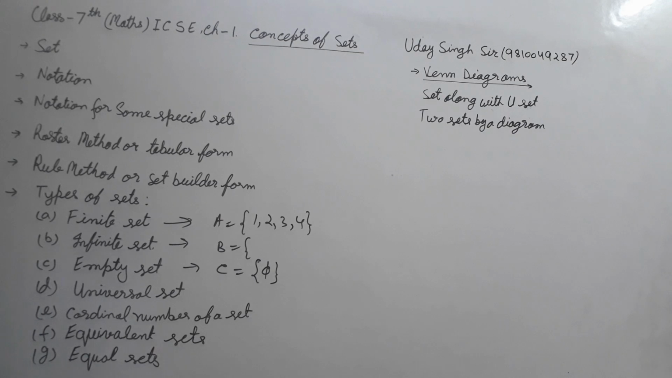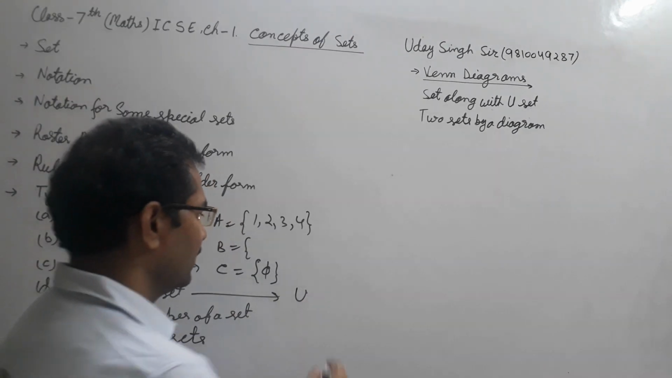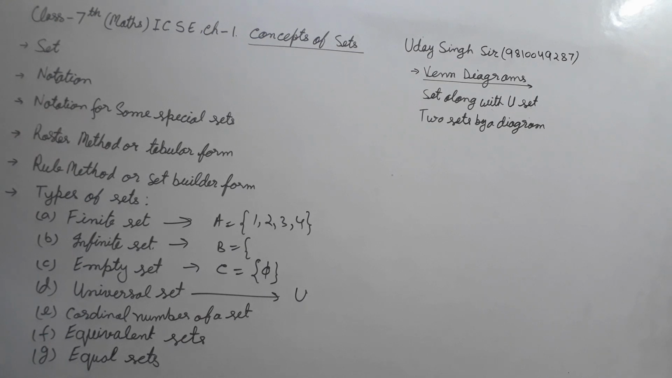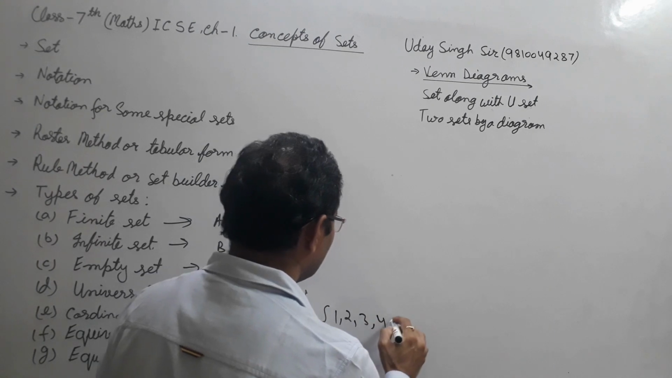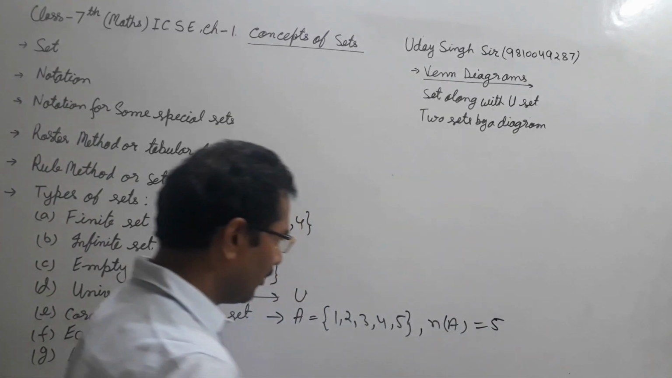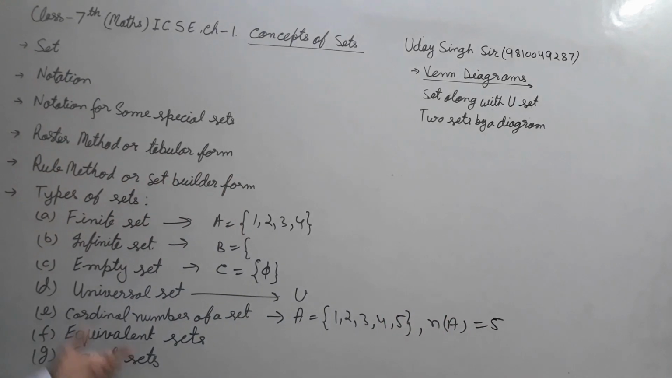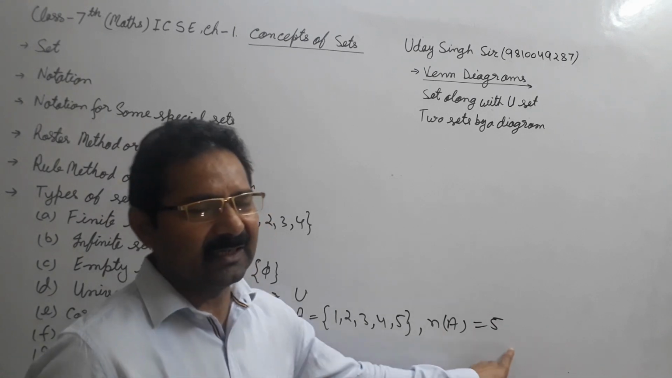Then the universal set. The universal set is the largest set, and hence the name universal set. It can be the universe as a whole, complete, and is represented by a capital letter U. And now the cardinal number of the set. The cardinal number of a set is the number of elements of the set. If you have a set A with elements 1, 2, 3, 4, 5, then it is represented as n(A) equal to 5. It means the number of elements, called the cardinal number of the set and represented by n(A), where n is the number of elements of set A.